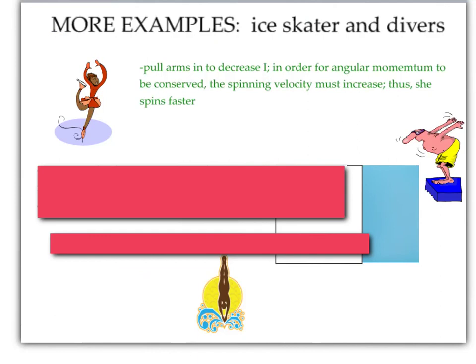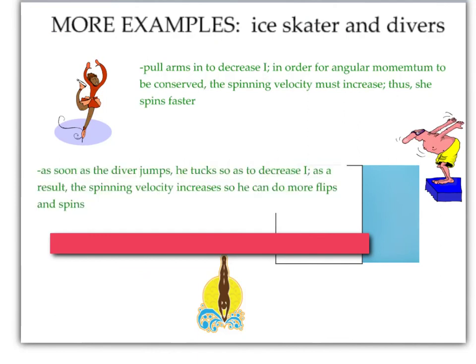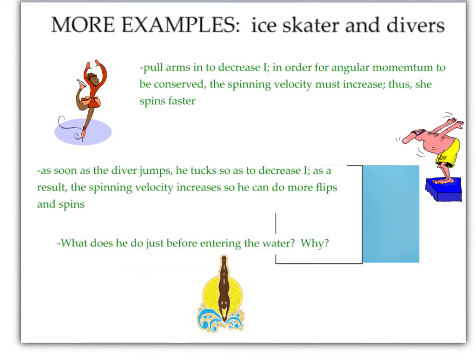So we've got the ice skater and a diver who's going to do a lot of flips. The ice skater is like you sitting on the chair. So you pull your arms in, that decreases the moment of inertia. So in order for angular momentum to be conserved, your angular velocity increases. So you see that as spinning faster.